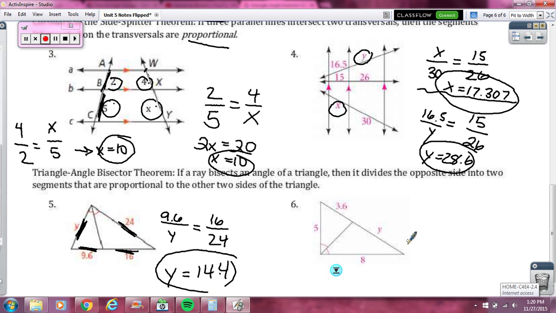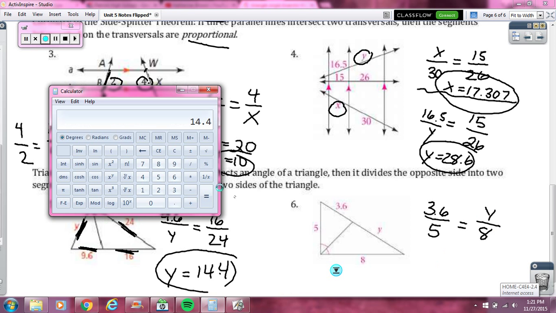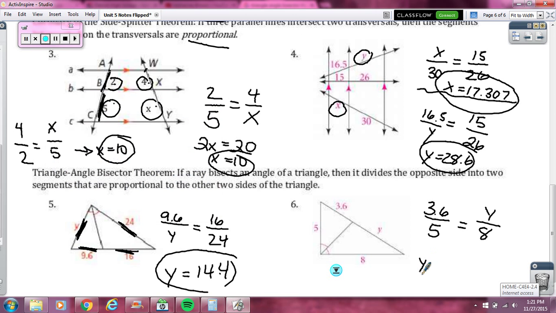Pause and try number 6, same way. Alrighty, hopefully you have something maybe like 3.6 divided by 5 equals y divided by 8. Cross multiply, 3.6 times 8 divided by 5. 7 point, whoa, what was that? 5.76. See you in class.